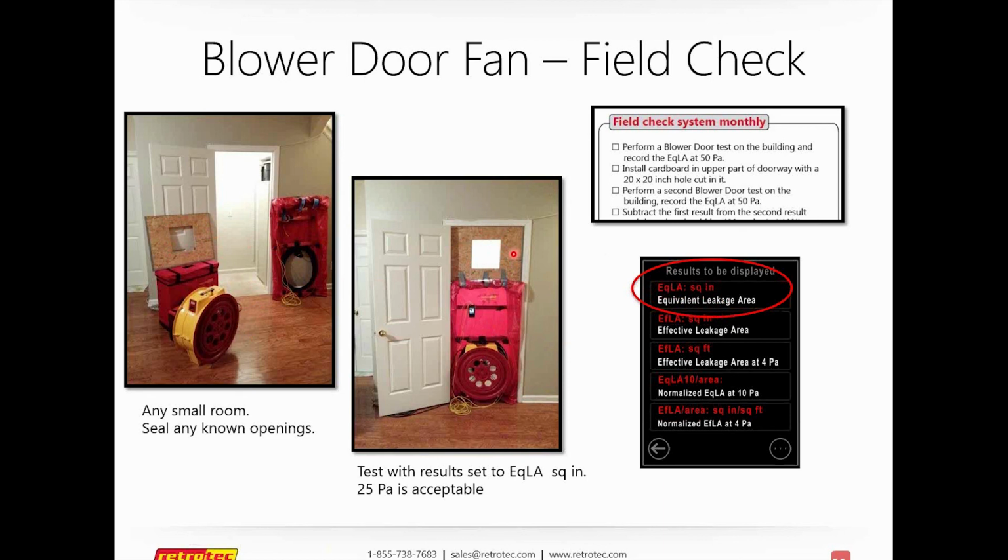We're going to run the test once with this hole covered and see what our EQLA is, or our equivalent leakage per square inch. Once we get that, we'll uncover this hole, and let's say this hole is 12 by 12. We know that is 144 square inches. So this time, when we run the test on the room, we should have an EQLA of the original test plus the 144 square inches. Hopefully that makes sense to you. Any questions about that?